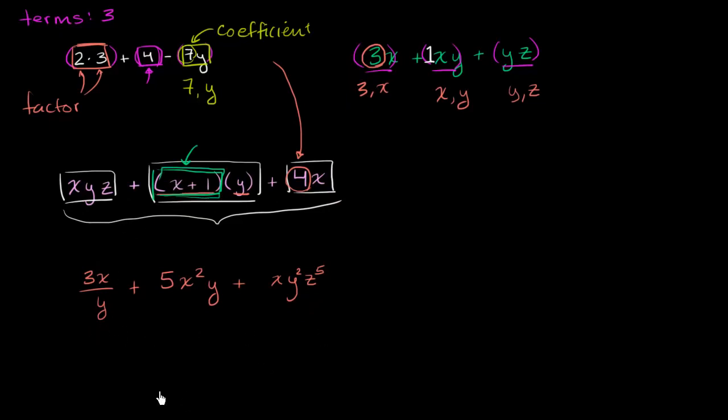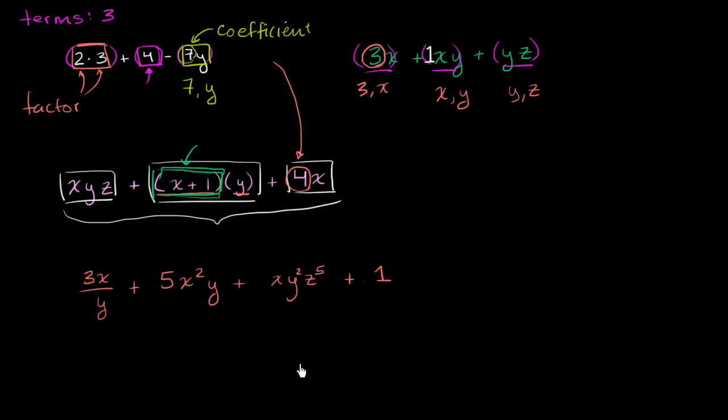Now let's look at this one. How many terms? Once again, there's clearly 3. Actually, let me add one more because I'm tired of expressions with 3 terms. So I'm just going to add a 1 here. So now we clearly have 4 terms. This is the first term, second term, third term, fourth term.